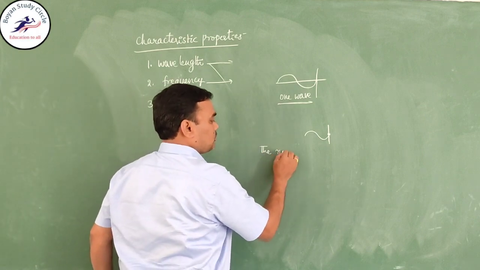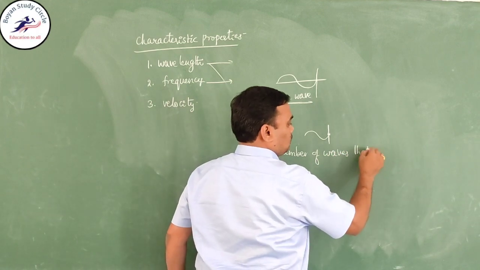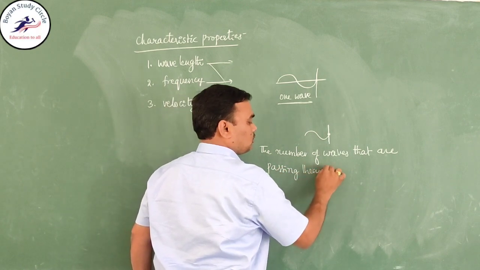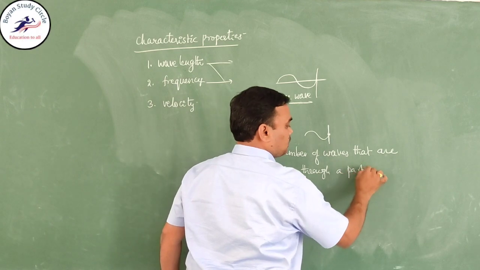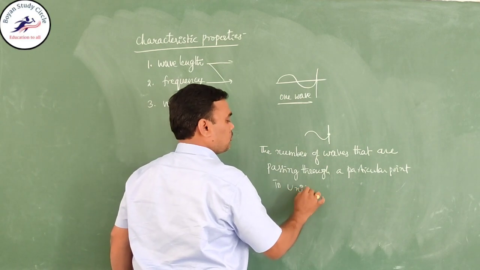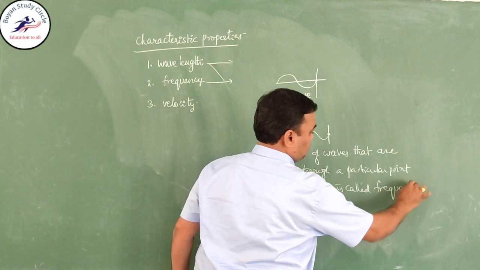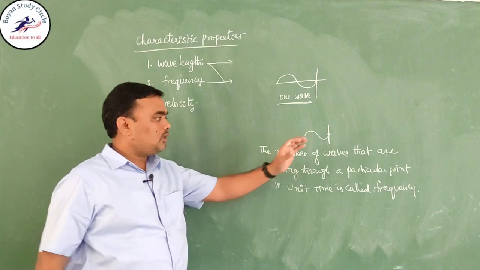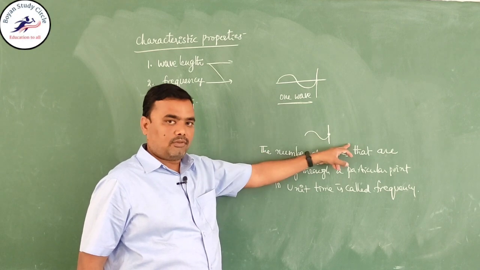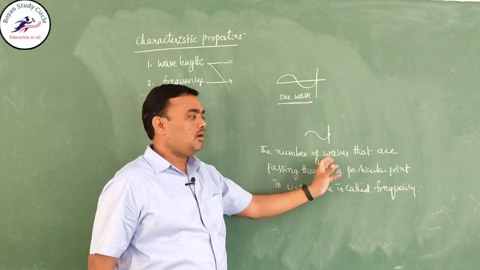So, the number of waves that are passing through a particular point in unit time is called frequency. Whenever one crest and one trough pass this point, you have to count it as one wave. In that way, in the given time, how many waves are crossing that particular point, that is called frequency.